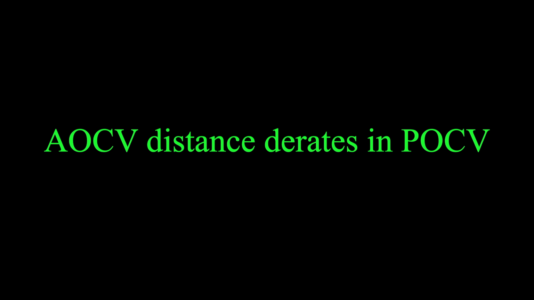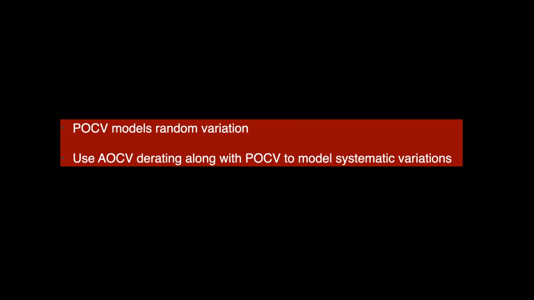Why are AOCV distance derates used in POCV? Basically, POCV models only random variations. In order to model systematic variations, we need to use distance-based AOCV derating along with the POCV. Distance derates are provided in a similar LVF format in the library. But do note, POCV coefficient and distance derates are mutually exclusive. Typically, distance-based derates are generated from the silicon data measurements from the test chips.